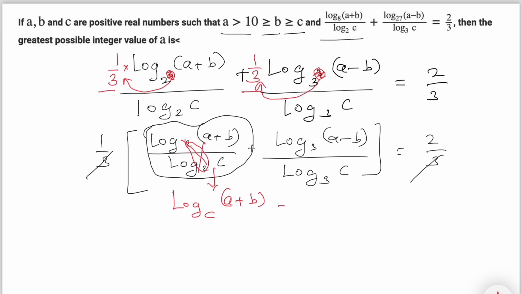Similarly, the next term is plus log of a minus b to the base 3 divided by log of c to the base 3. Both these terms have a common base 3. So this will become log of a minus b to the base c. The entire thing is equal to 2.